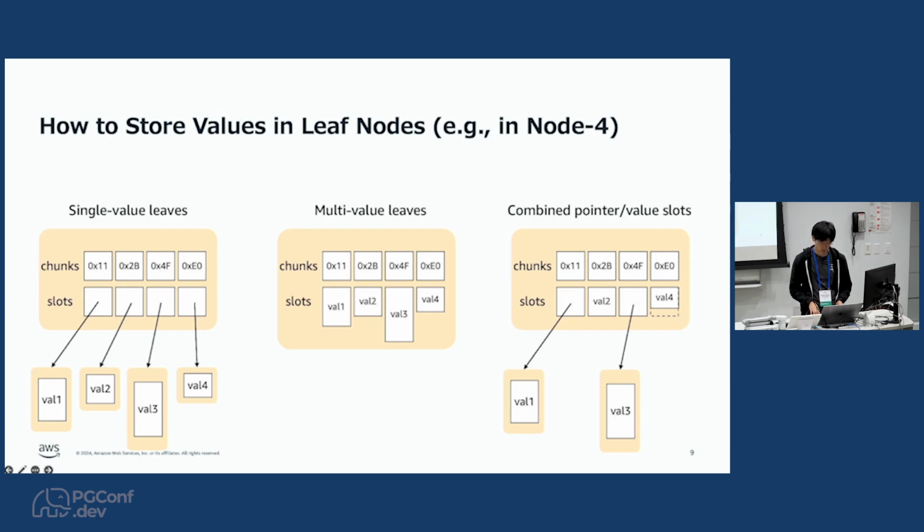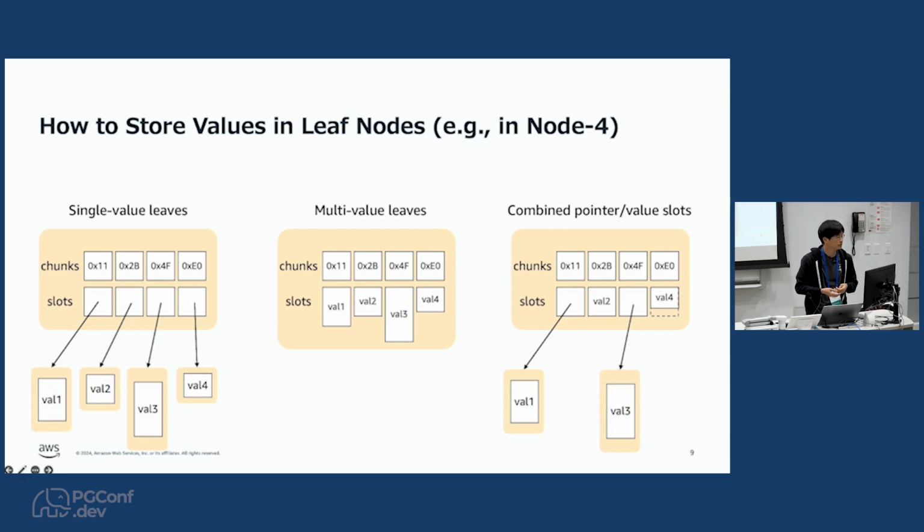So, combined pointer value slots. If the variable length value can fit into the pointer size, we can store it directly into the slots. But otherwise, we use a single value leaves approach. We allocate an extra leaf to store the value, and we store a pointer to it in the slot.